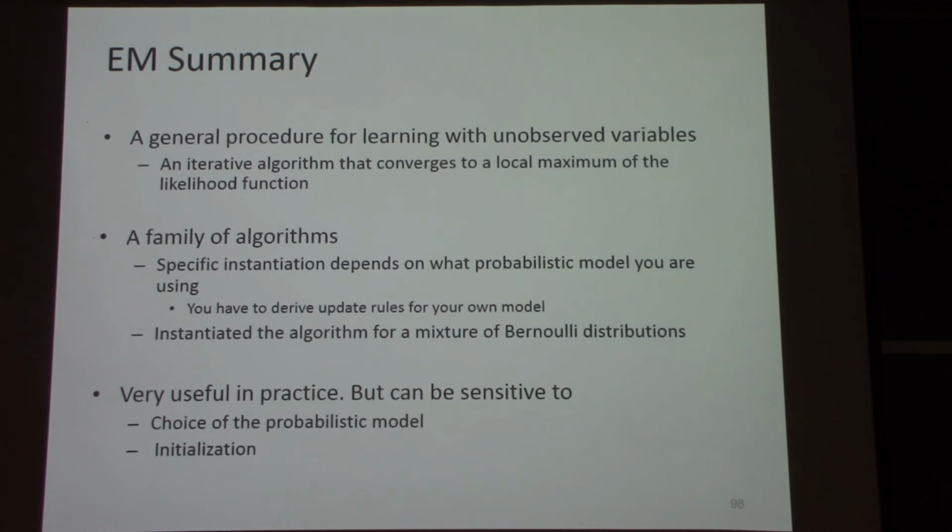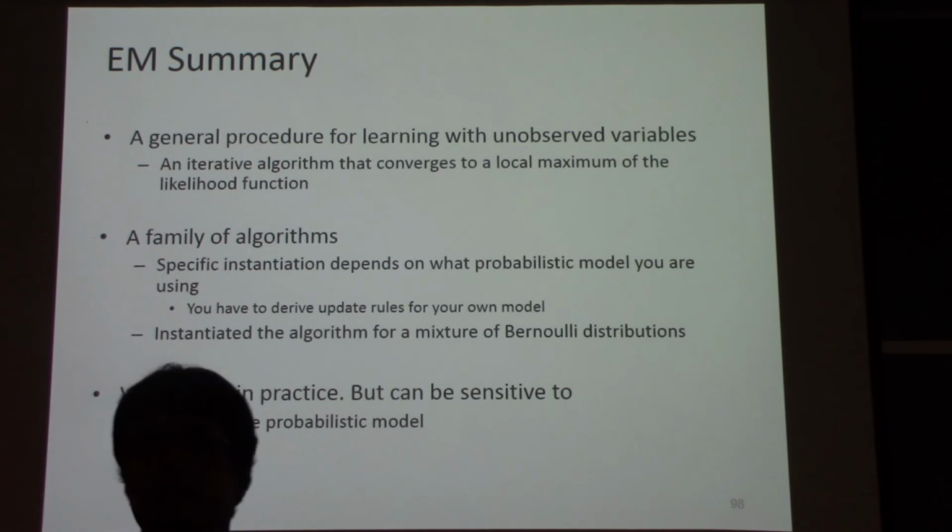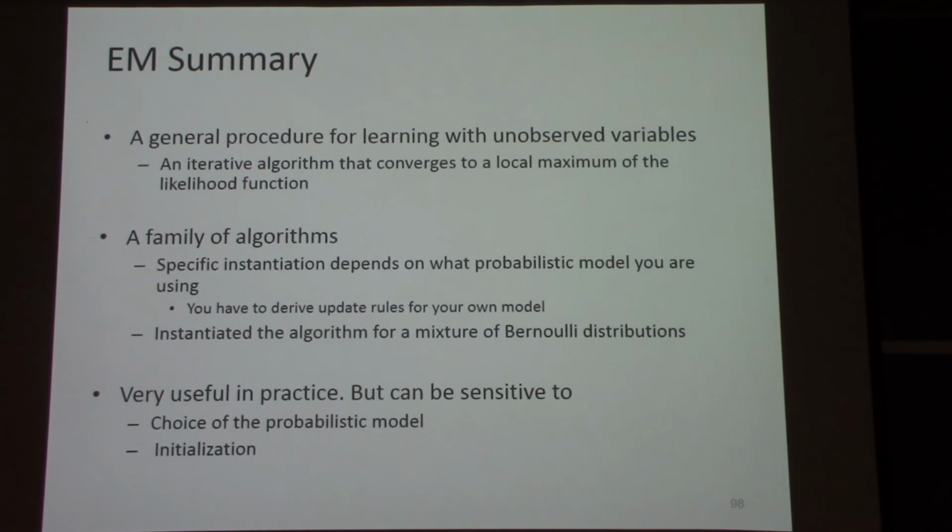Another thing that's important is that the quality of the algorithm, of course, depends on which generative model you use for the data. Very often, we hardly ever know what's the right model that generated the data because you're just given emails. How do you know that it was generated using naive Bayes, for example, for spam detection? So EM can be very sensitive to the choice of generative model.